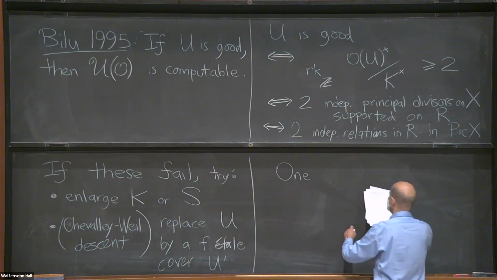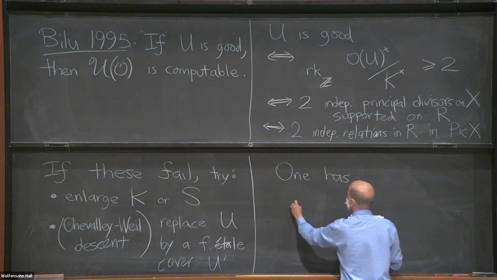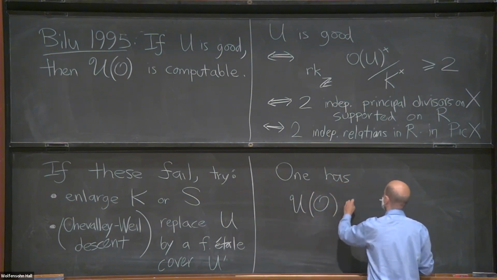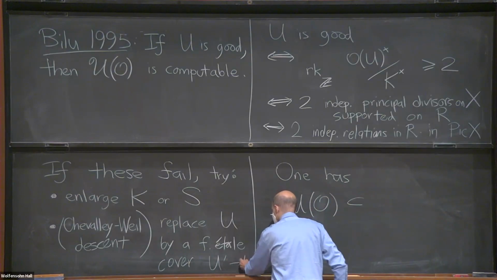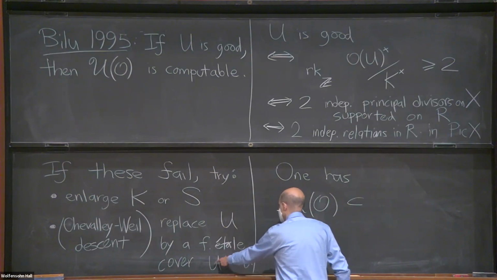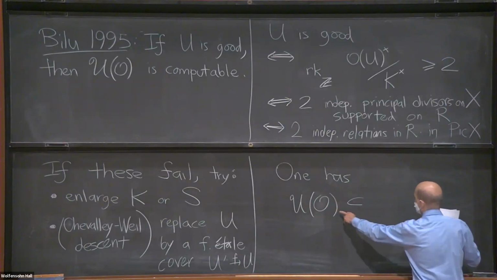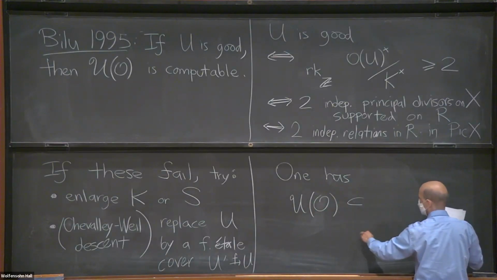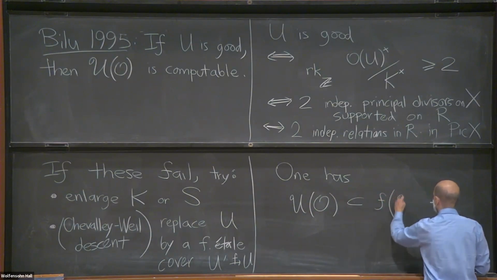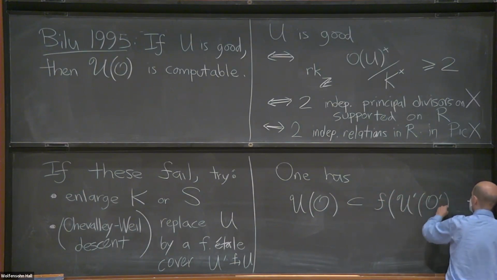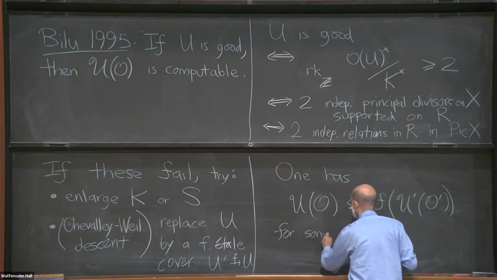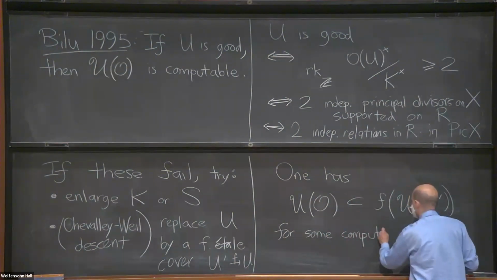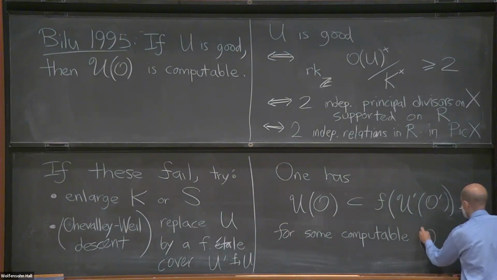And so one has that the integral points on U are contained in, let's give this cover a name. Let's call it F mapping U prime to U, and then all these integral points downstairs on U are in the image of some O prime points on U prime. So this is for some a priori computable ring of S prime integers and some number field K prime.